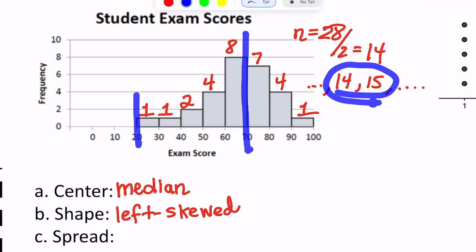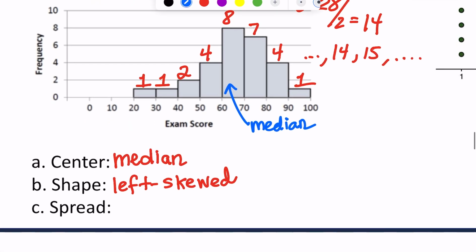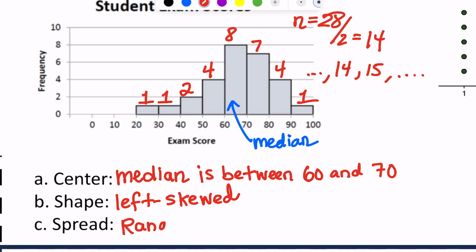In other words, I've passed by the median. Actually, it happened somewhere inside this bin. So this here is my bin that contains the median. The median must be somewhere in that bin. And that's the best I can say with a histogram. So what I can say is that the median is between 60 and 70. And that's the best estimate that I can give. As for the spread, what we want to do is calculate the range.